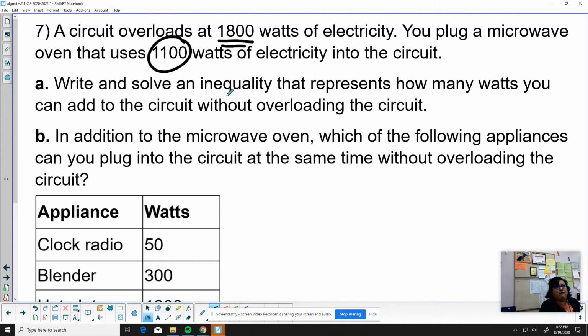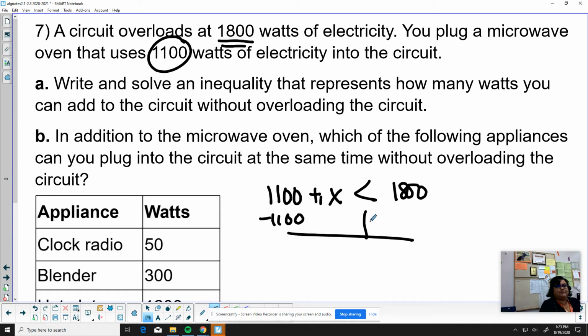Okay, we're going to write and solve an inequality that represents how many watts you can add to the circuit without overloading the circuit. So the microwave already has 1,100 used watts, plus some more. The some more is the X, and the most we can have is 1,800. So it looks like it's going to be less than because it overloads at 1,800. So as soon as you hit 1,800, it's going to shut off. Okay, so if we solve this, we would subtract. So X is less than 700.